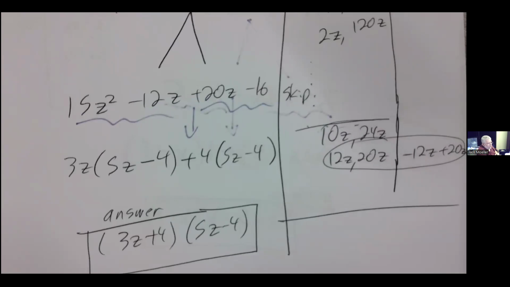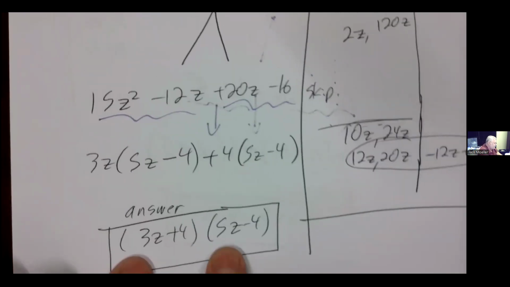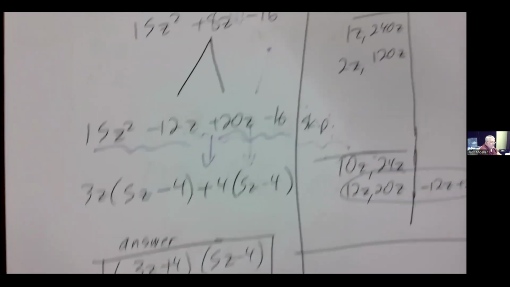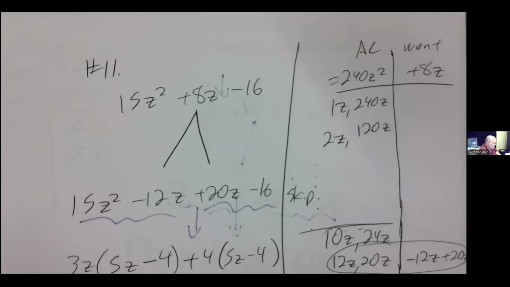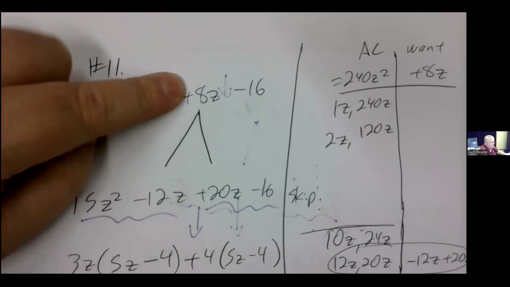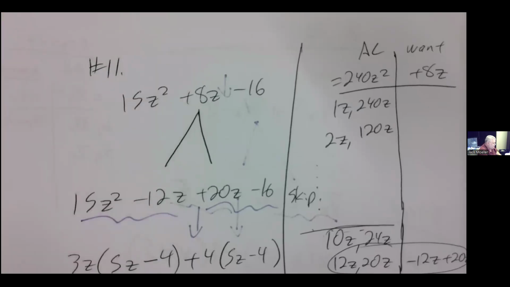And again, how do we know this is right? FOIL it out. So 3z times 5z gives us the 15z squared. 3z times minus 4 gives us minus 12, plus 20, which is plus 8. And then plus 4 times minus 4 is minus 16.